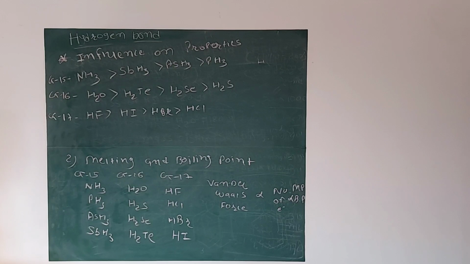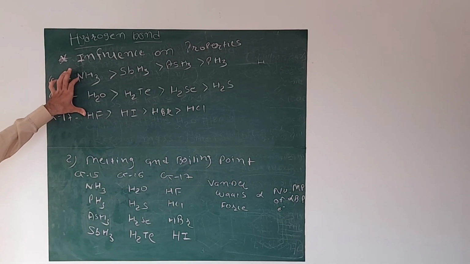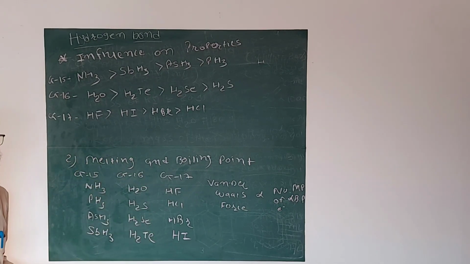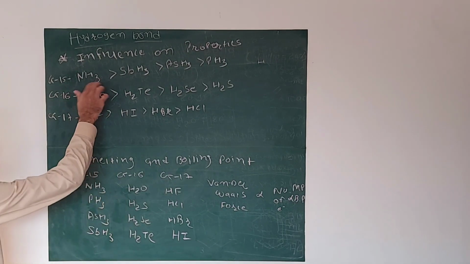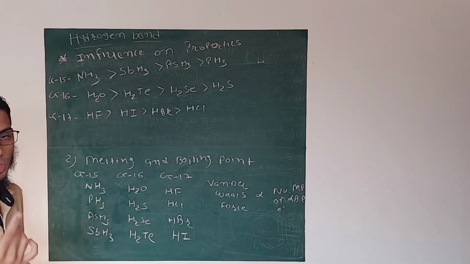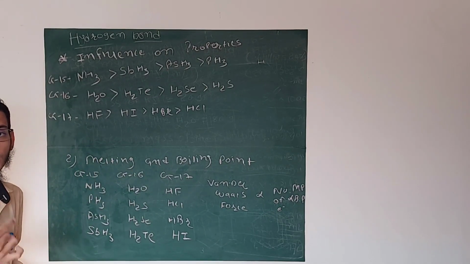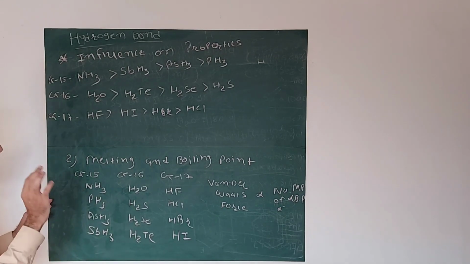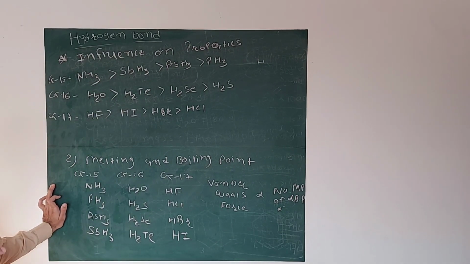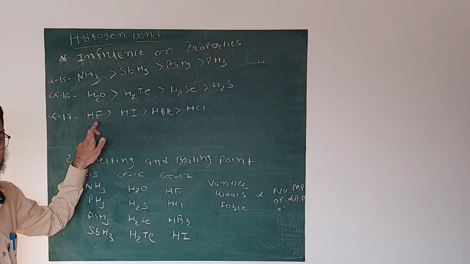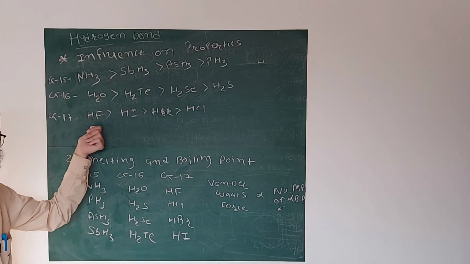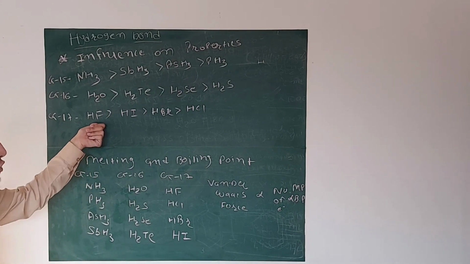So what about this? If I am taking the example NH3, H2O, HF, what will come first in the case of melting and boiling point? I already told you that ammonia has 4 hydrogen bonds per molecule, H2O also has 4 hydrogen bonds per molecule, and HF has 2 hydrogen bonds per molecule. So the order depends first on the number of hydrogen bonds, not the electronegativity. If you think the electronegativity is higher for fluorine, so the melting point or boiling point will be higher for hydrogen fluoride, you are wrong.